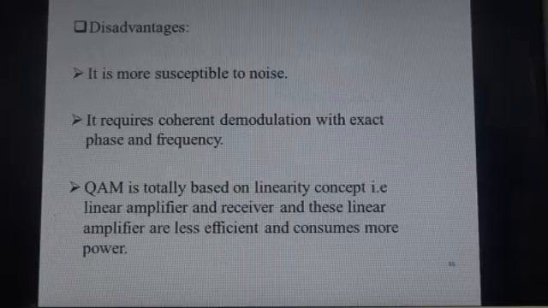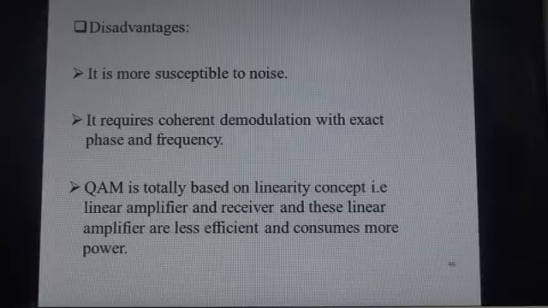What are the disadvantages of QAM? It is more susceptible to noise. It requires coherent demodulation with exact phase and frequency. The last one is that QAM is totally based on the linearity concept, that is linear amplifier and receiver, and these linear amplifiers are less efficient and consume more power.